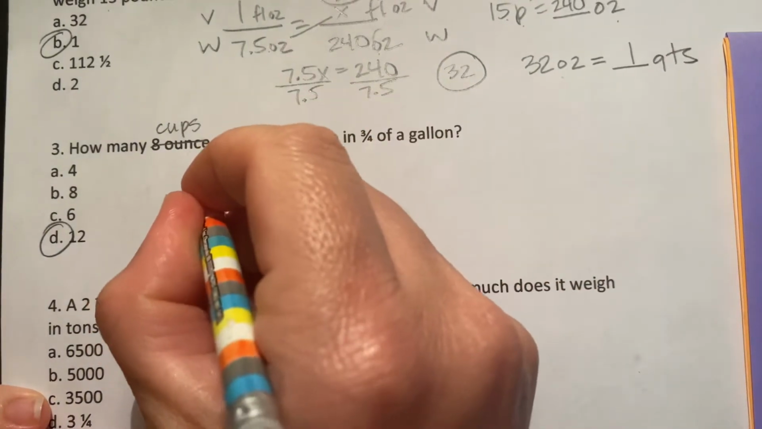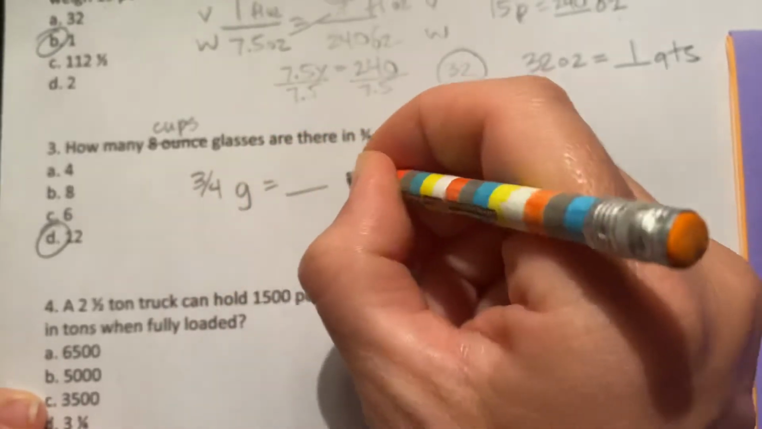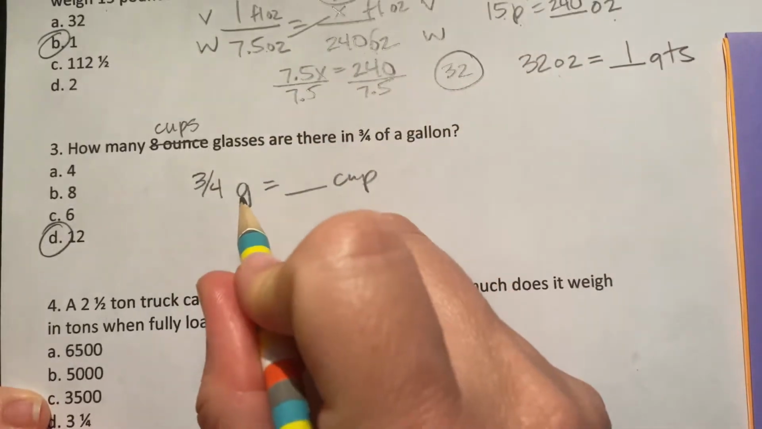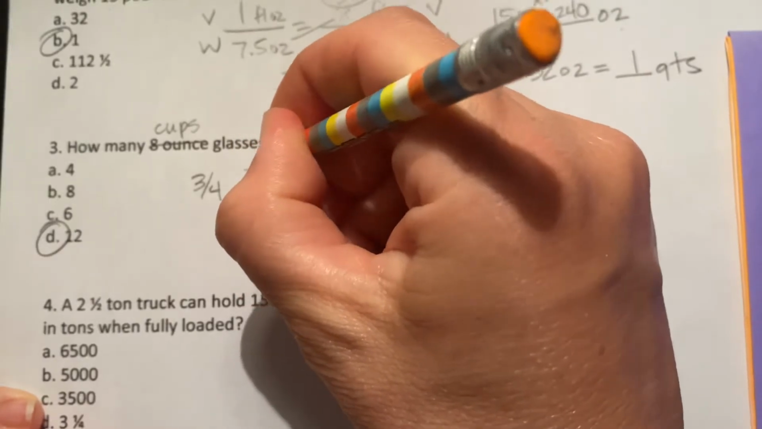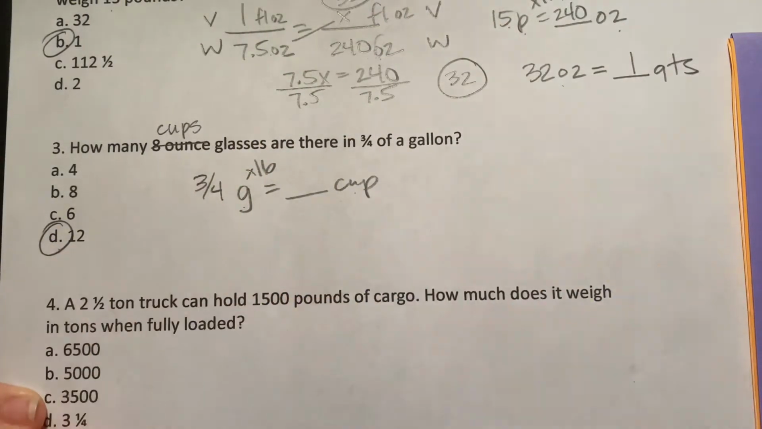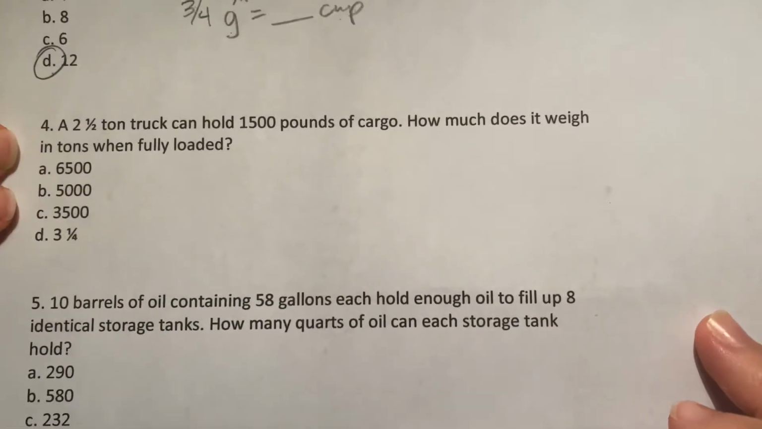You also could have done your big to small. So 3/4 of a gallon is how many cups? So big to small, multiply all. There are 16 cups in a gallon. So we would multiply by 16, but you would still end up getting 12. So either way works. All right, go ahead and work on number 4.